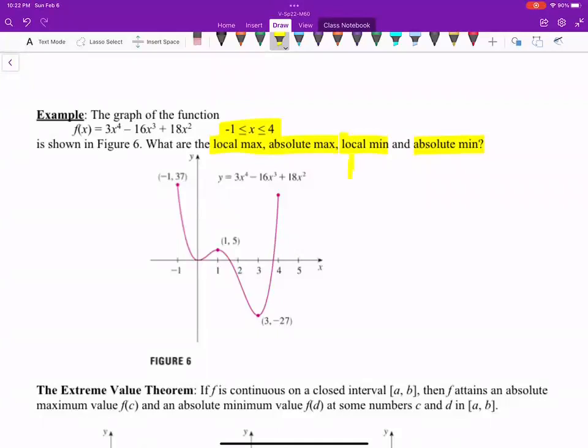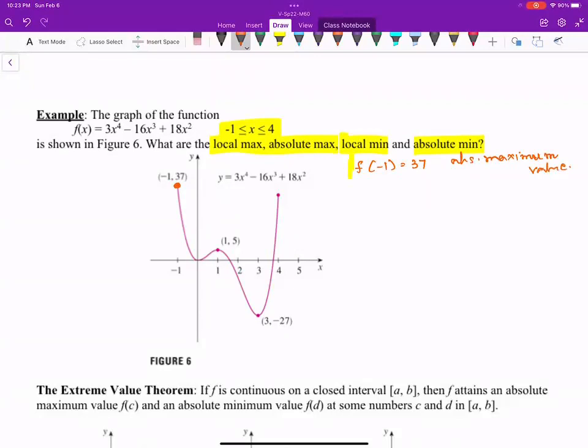What about f of -1, which is equal to 37? I'm focusing on this point. So what do you see there? It seems to be the highest point in the entire graph. So that is going to be the absolute maximum. Because it is the y coordinate, so it's the absolute maximum value.